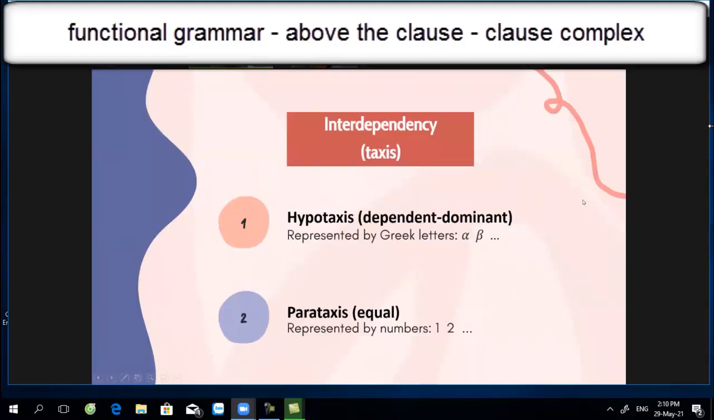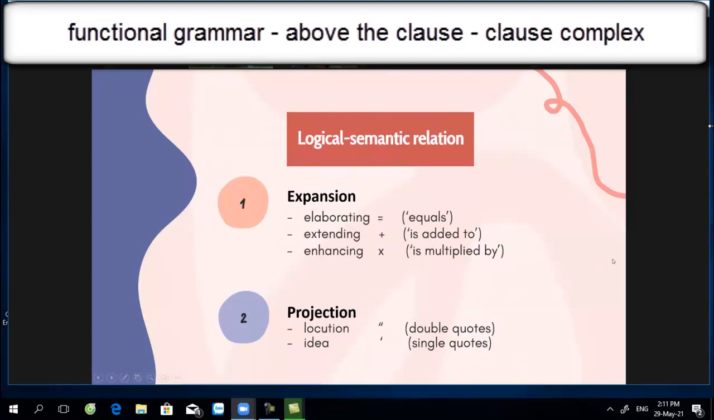So for interdependency, hypertext, we use the Greek letters to stand for this relation. And for paratexts, we use the numbers 1, 2, 3 to represent this relationship. For logical semantic relation, the first one, expansion, we have some symbols like this. For expansion, we have elaborating, expanding, and enhancing.